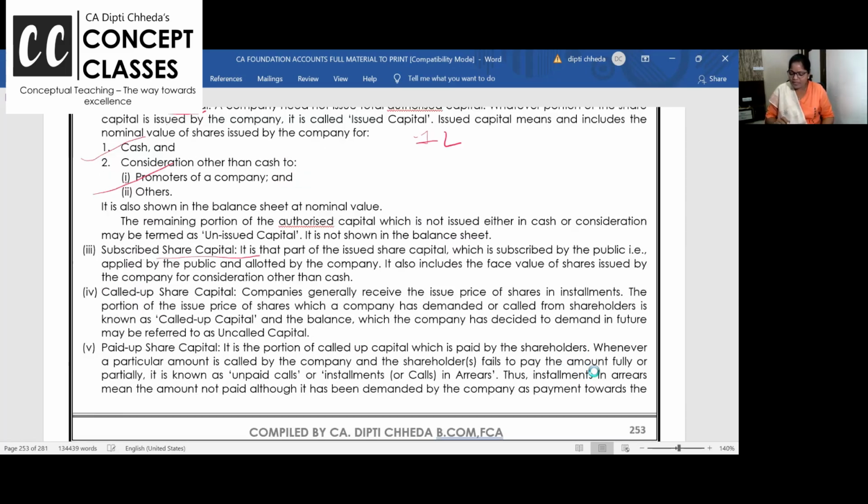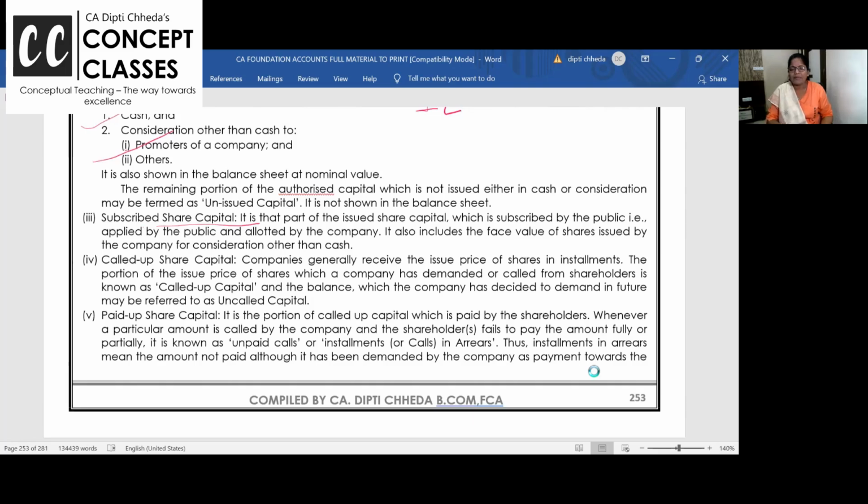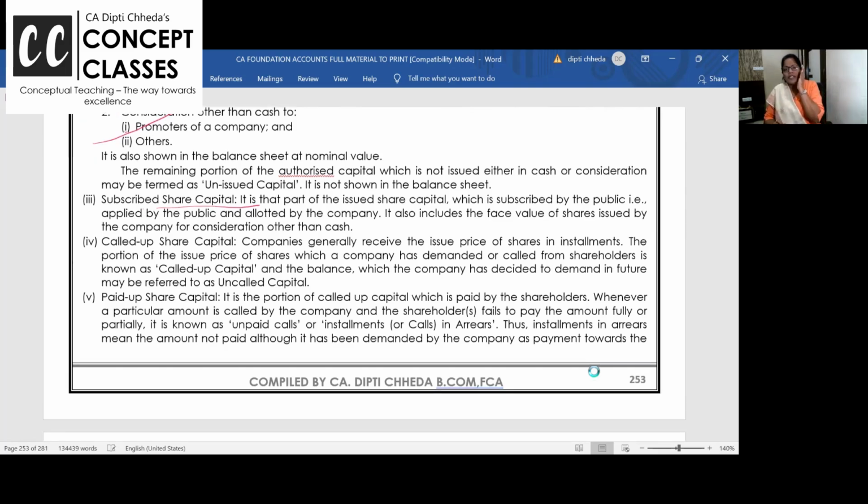Then subscribed. I issued 1 lakh. Public has to accept my offer. I offered 1 lakh shares to public through IPO. Public may oversubscribe. So what public has subscribed, that will be my subscribed capital. I'm explaining you logical meaning. Homework is read word to word. If you have any doubt in any terms, tomorrow also we are doing the same topic. Next is called up capital.